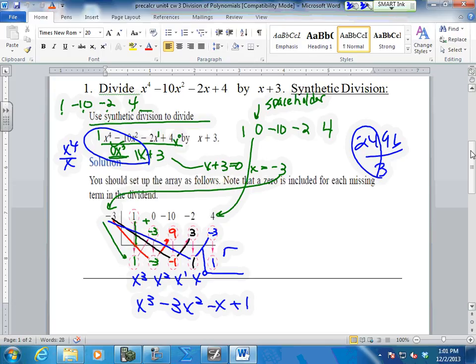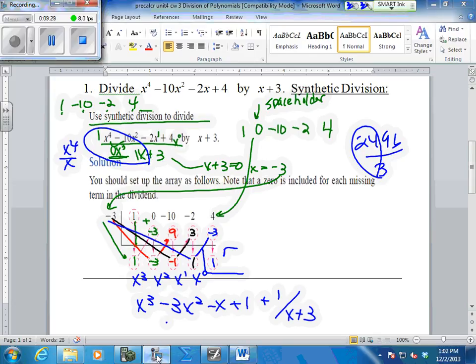And here's my remainder. Remember in the old days you put that remainder over your divisor? Plus 1 over x plus 3. That's my solution to this division problem. Now, you can check this. You could multiply this times this, and then add 1, and you will get back up to this one. Okay? But anytime you do this, this is the pattern that you're following.